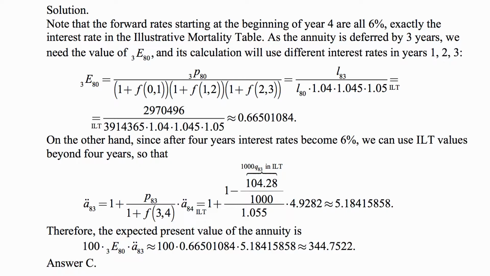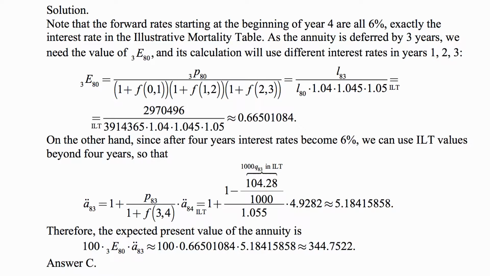On the other hand, since after 4 years interest rates become 6%, we can use illustrative life table values beyond 4 years. And if we want the annuity due starting at age 83, well, that will be 1 plus the probability of survival over 1 year, divided by 1 plus the forward rate from time 3 to time 4, times A double dot 84. But for A double dot 84, we can already use the illustrative life table value of life annuity, and A double dot 84 in the table is 4.9282. The F34 rate is 5.5%, so we plug that in.